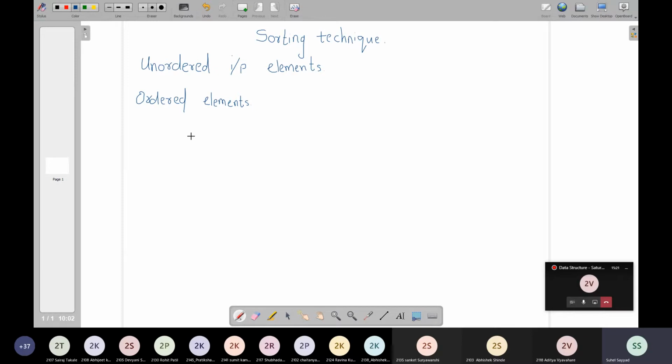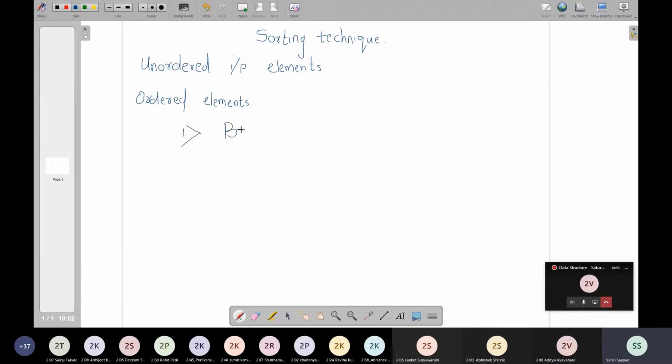What all these techniques try to do is convert unordered elements into ordered elements. For all the problems, the nature of input will be unordered elements and output will be ordered elements. But the methodology differs, and each technique has its own benefits and drawbacks. We will be discussing the advantages and disadvantages, and we'll also compare these sorting techniques as we progress.